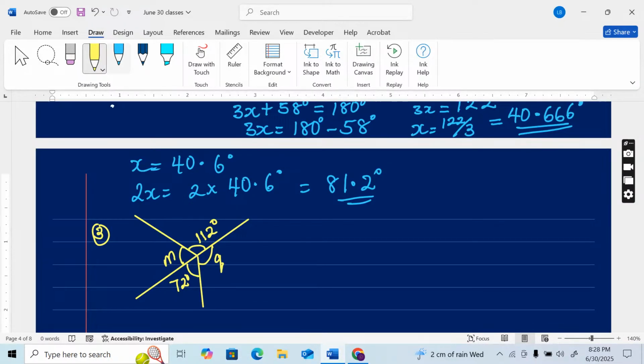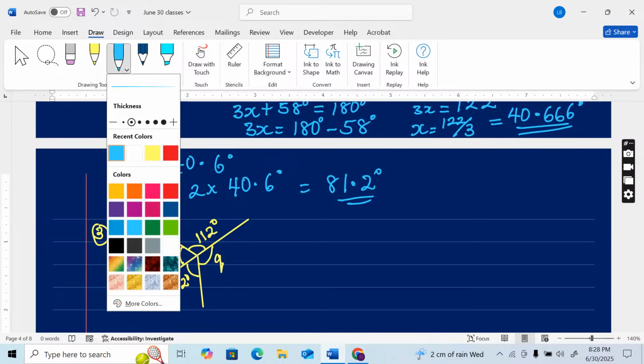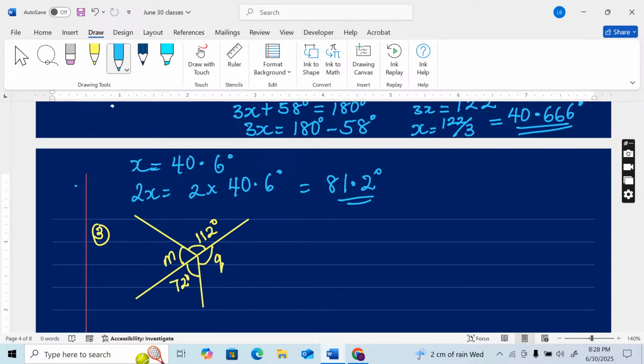Now, if you observe very well, you will see that M and 112 degrees are angles on a straight line. This straight line is lettered point A to point B. Now we have angle M and angle 112 degrees on a straight line. And on the other side of the straight line, we also have angle Q and angle 72 degrees. Now, all these angles are meeting at a point. Don't forget angles at a point. But let's find the value of M first.